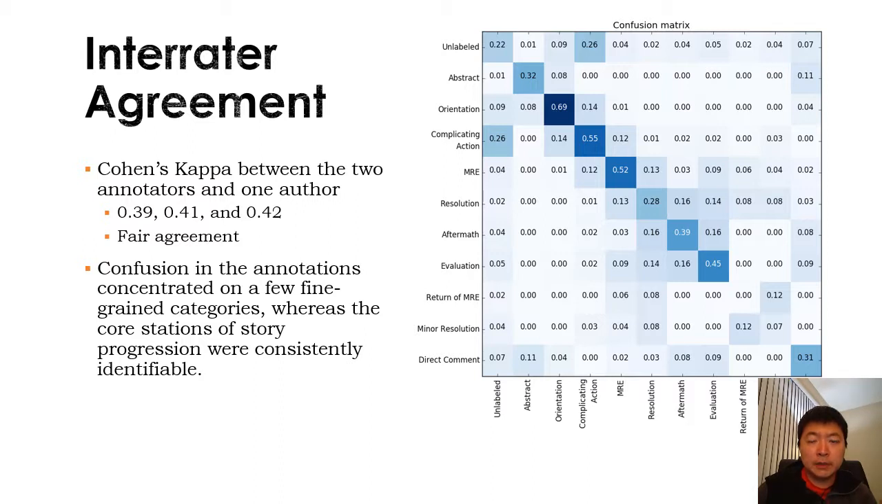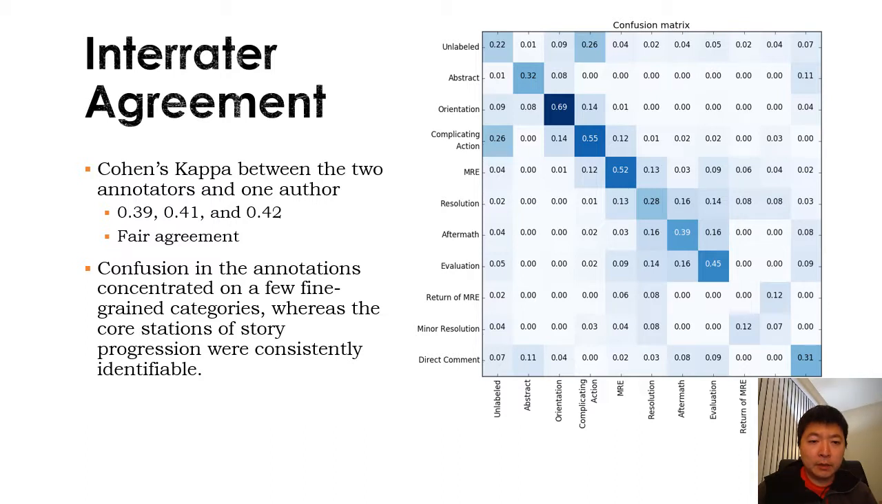We also performed some error analysis as shown in the confusion matrix on the right. We see that the three major categories, including orientation, complicating actions, and MRE, have relatively high agreement. The three categories that tend to appear at the end of the story, including resolution, aftermath, and evaluation, have some confusions among them. Rare categories like return of the MRE and minor resolution turn out to have low agreement.